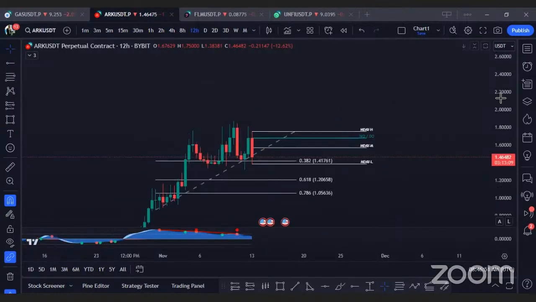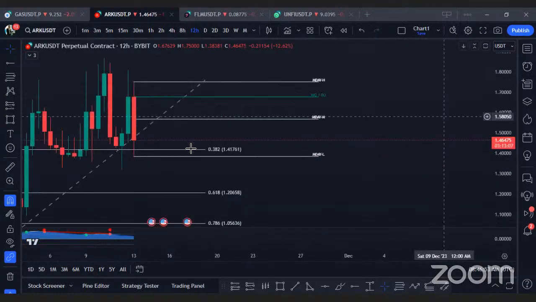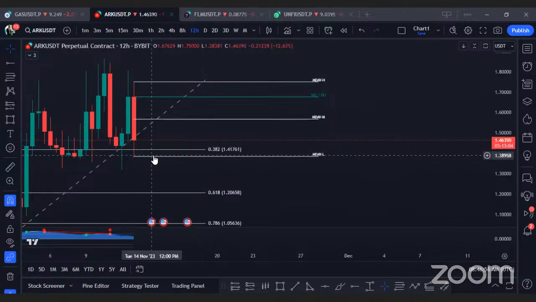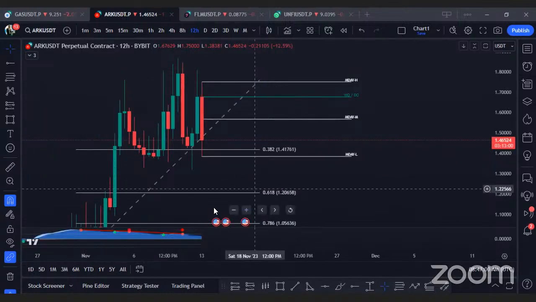So I'm still looking at that 382. Let me set a limit order at 1.4. Let me do 1.4 and see until we break this level. I'm setting a limit order for this 1.4. Let's see how that goes, guys. 1.4 for long.